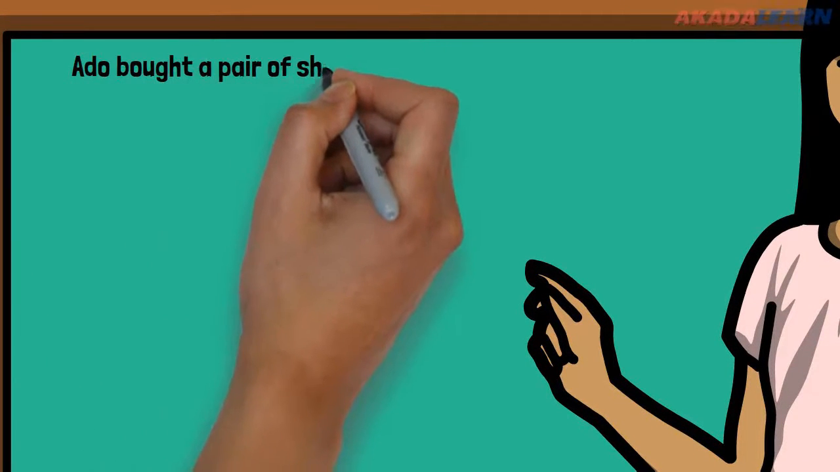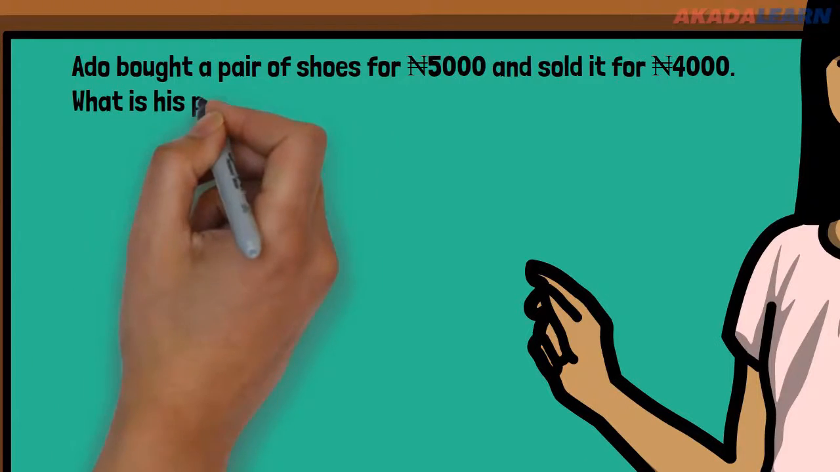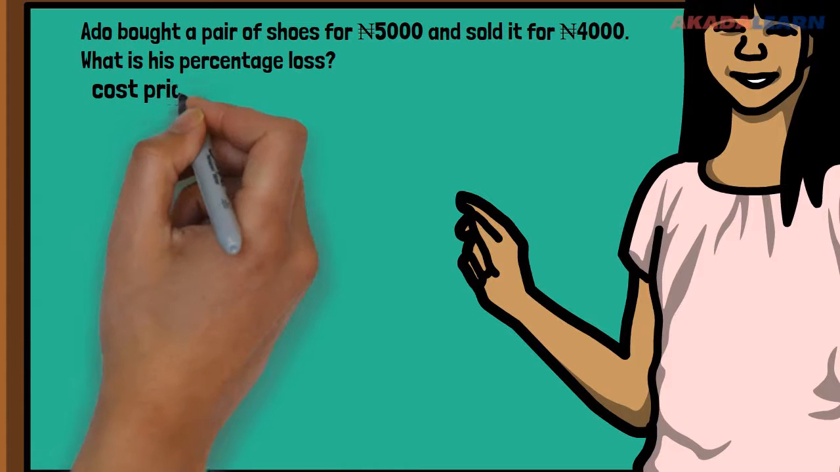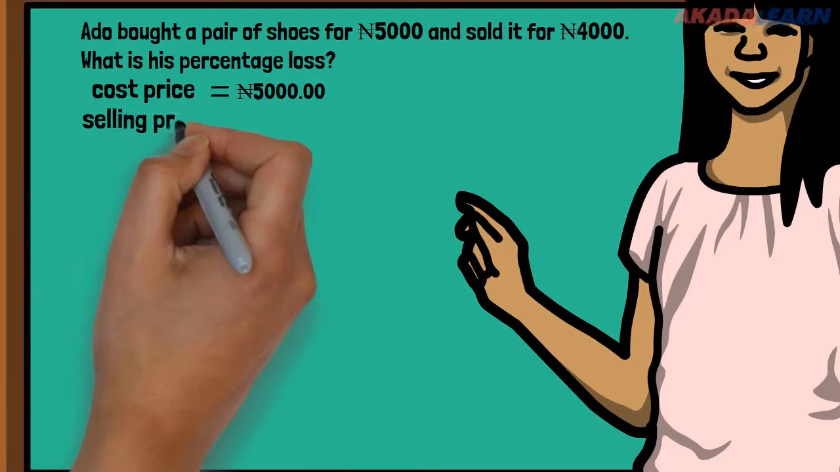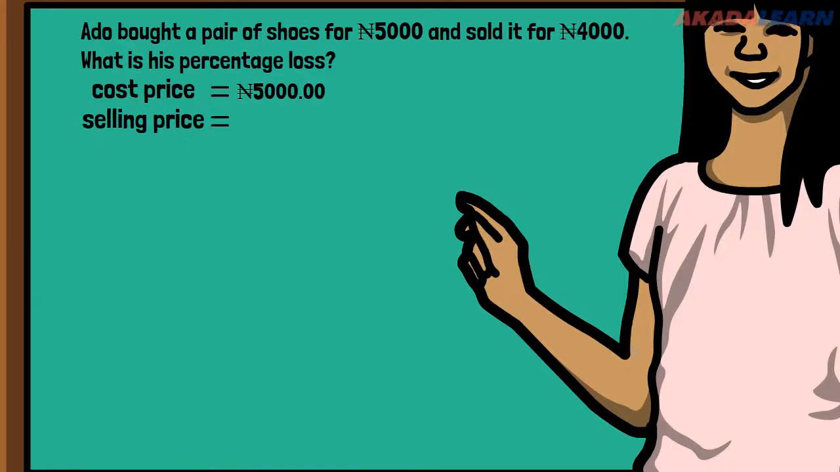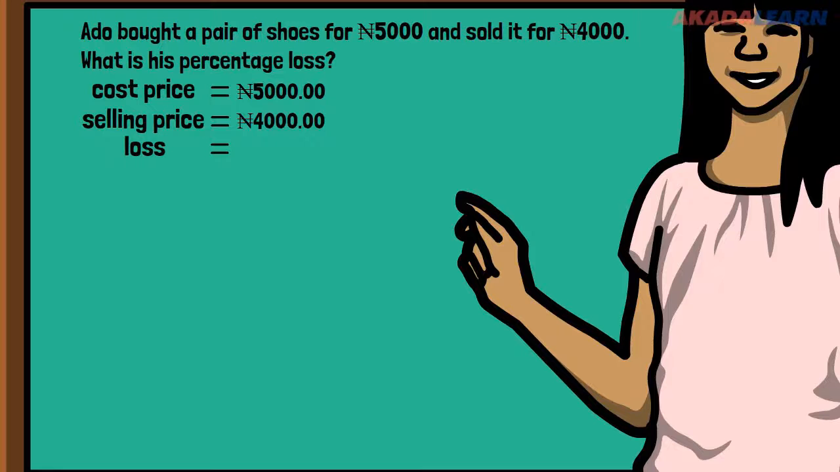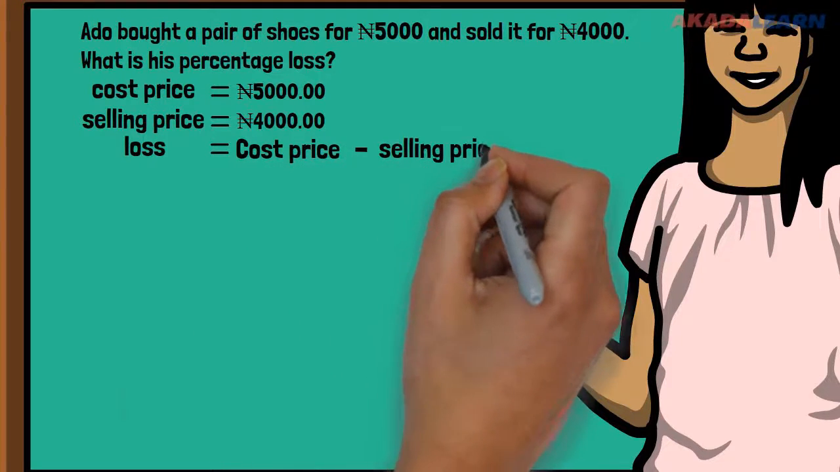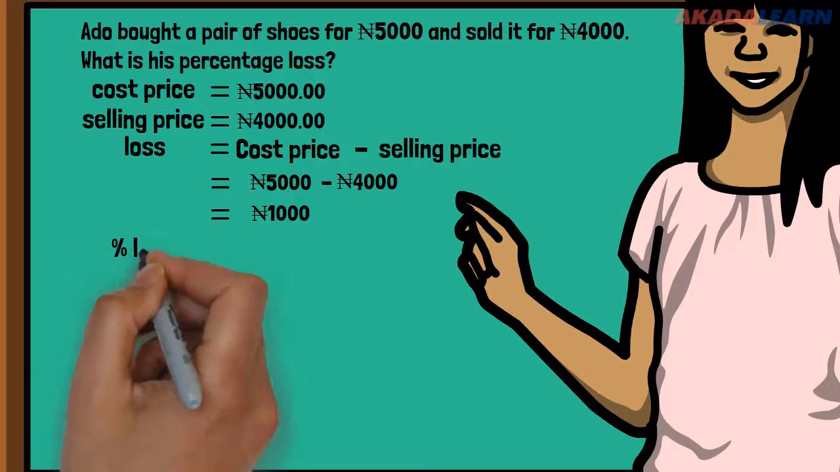Okay, let's begin. Ado bought a pair of shoes for 5,000 naira and sold it for 4,000 naira. What is his percentage loss? Alright, so the cost price is 5,000 naira, while the selling price is 4,000 naira. Therefore, the loss is the cost price minus the selling price, which is 5,000 naira minus 4,000 naira, equal to 1,000 naira.